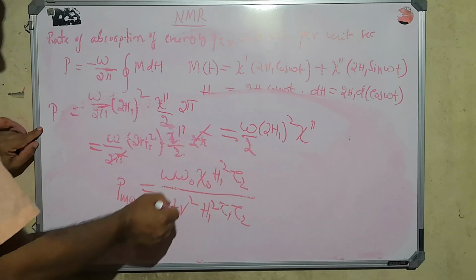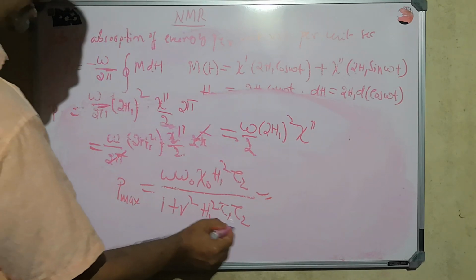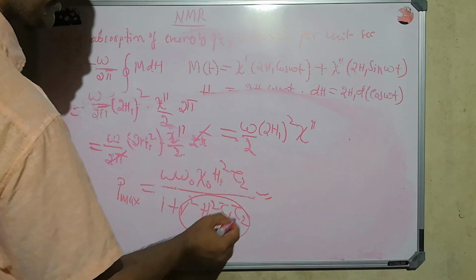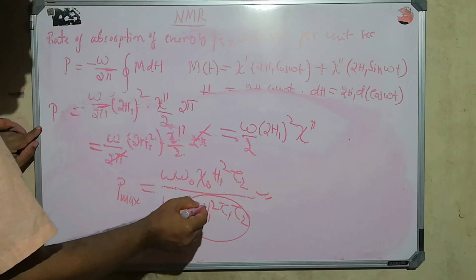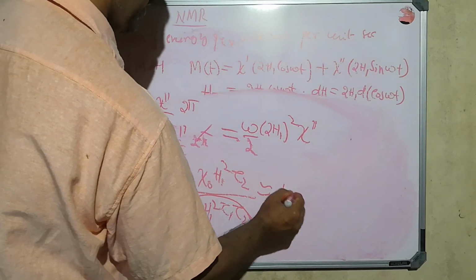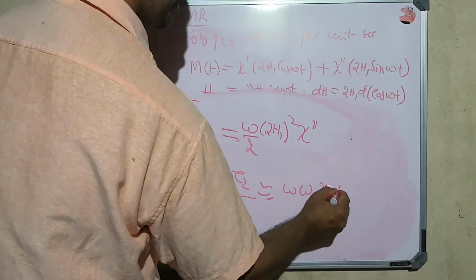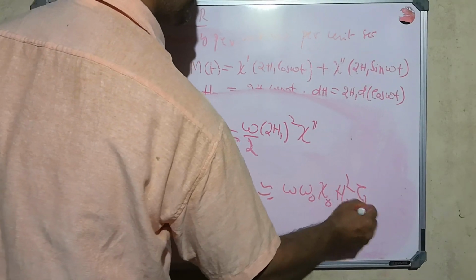So this is the expression, but under the condition that if gamma square into h1 square into tau 1 tau 2 is much less than 1, then this becomes approximately omega into omega naught chi naught h1 square into tau 2.